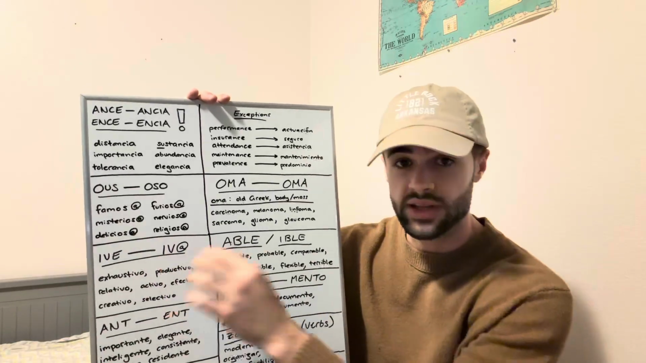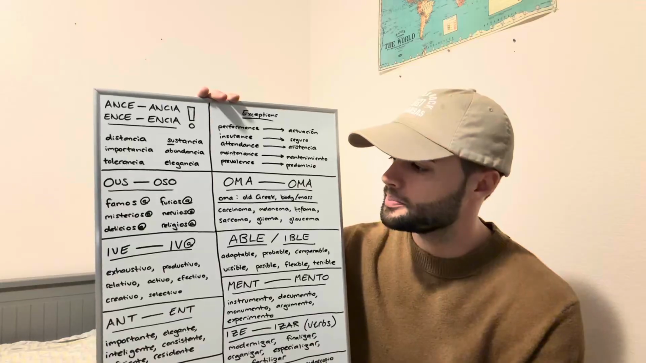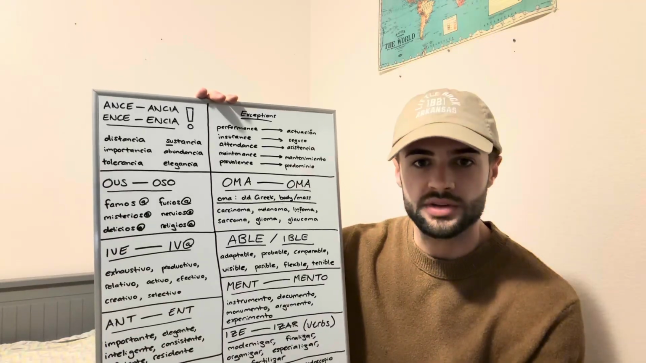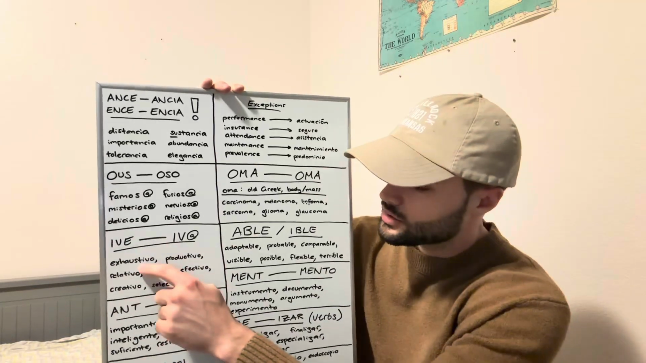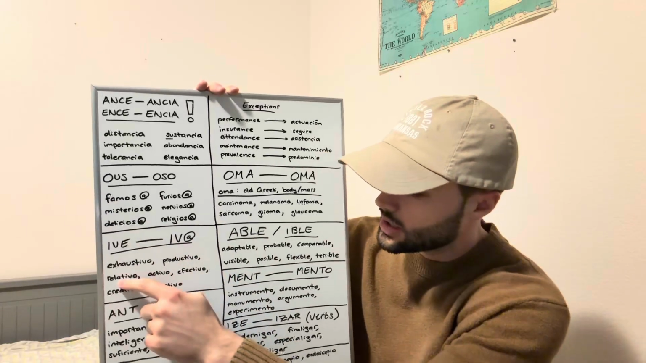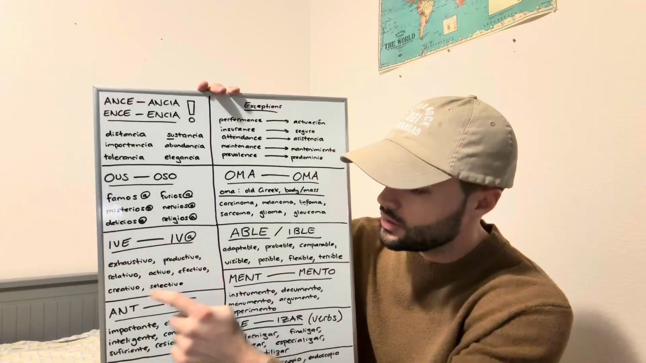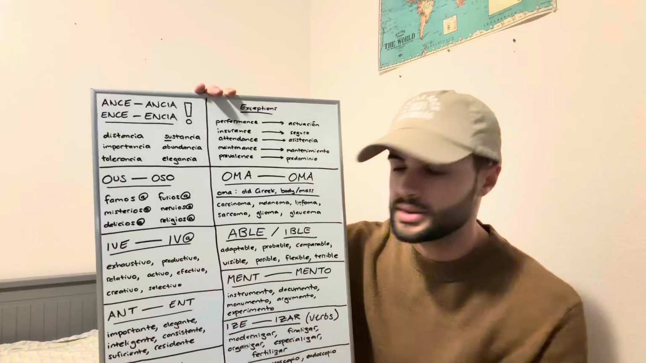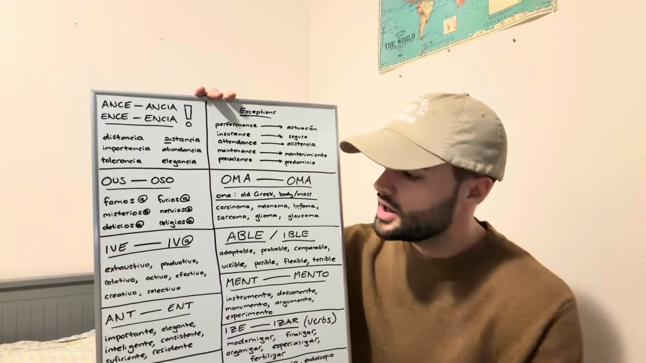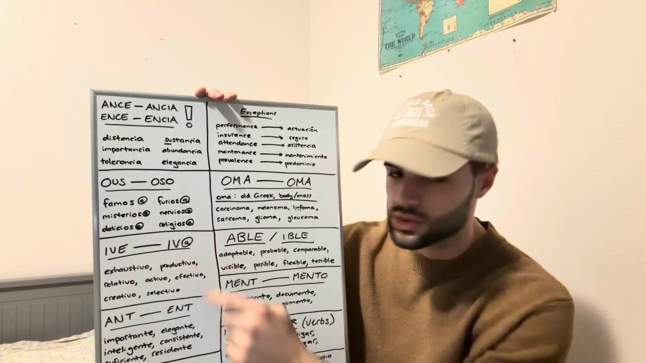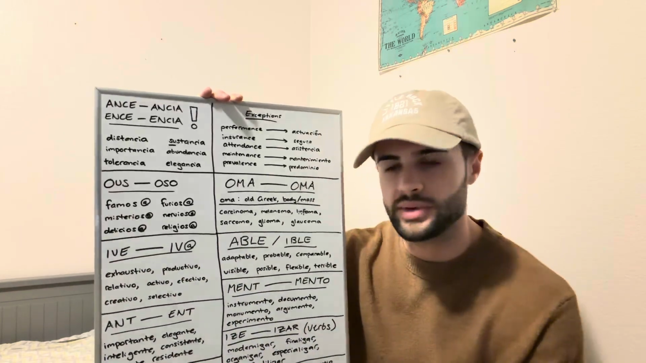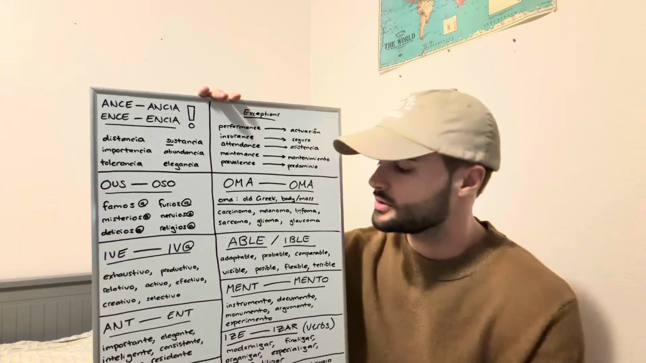Next one, IVE. IVE becomes IVO, or IVA if it's describing a feminine word, because this one here as well is a rule for adjectives. So they are going to be dependent on the gender of the noun which they're describing. Exhaustivo, productivo, relativo, activo, efectivo, creativo, selectivo. Seems pretty self-explanatory. We would just switch it to selectiva, relativa, activa, productiva if we are describing feminine nouns.